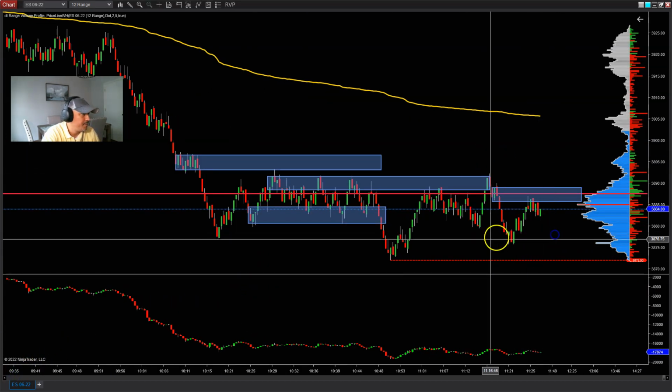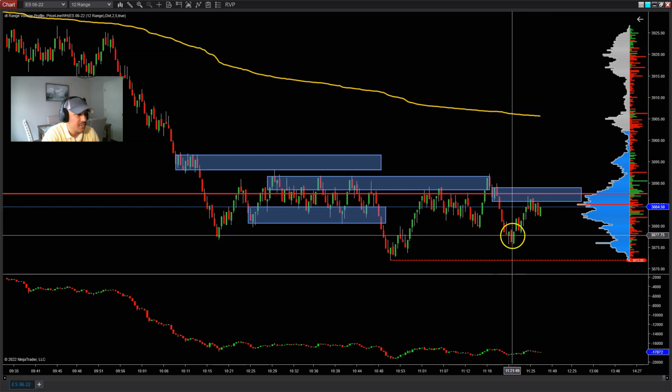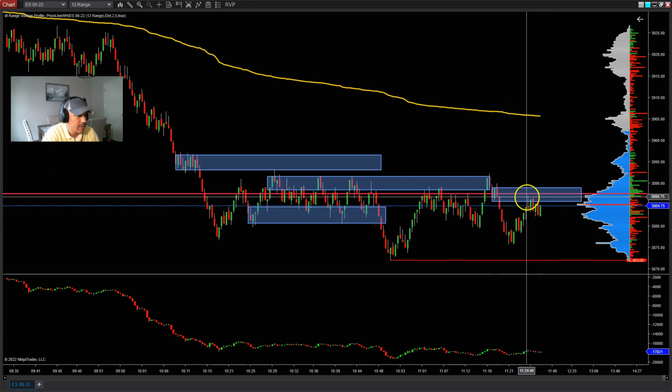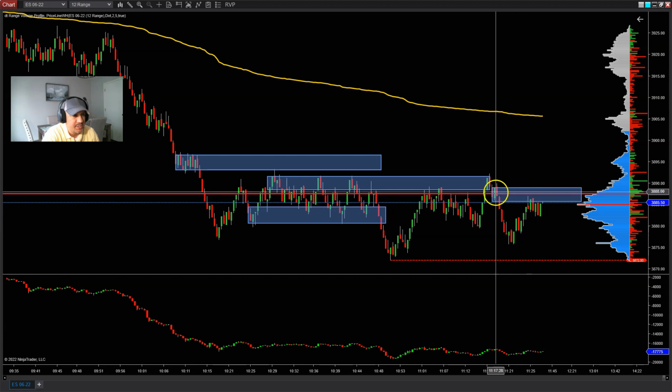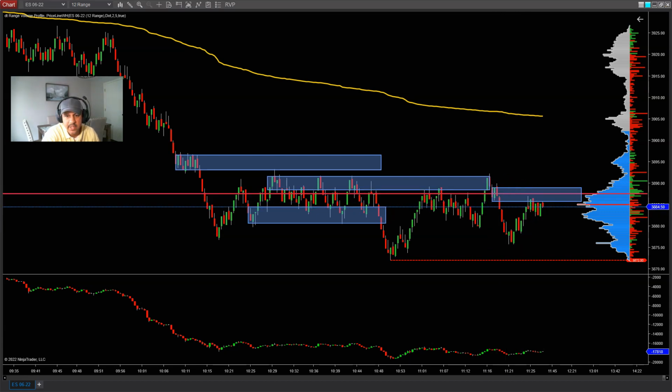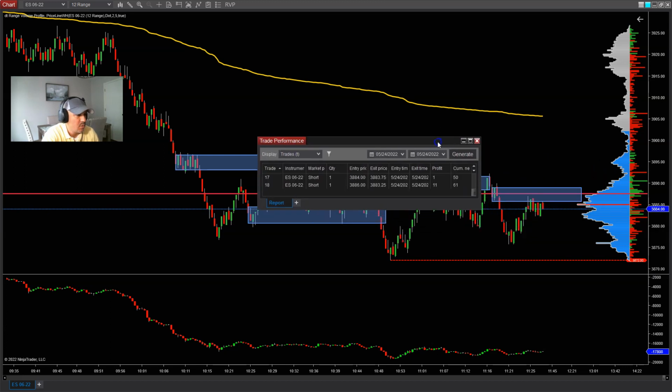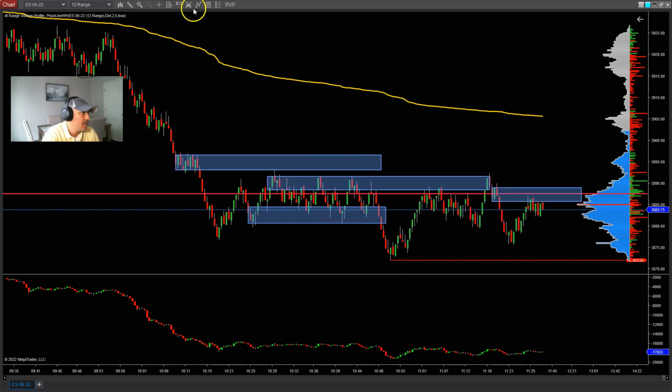Okay, guys. I just wanted to follow up and let you know that I took a short right here, okay, on this pullback to this small little area of supply sitting right here. And to end the day with so far, I'm up 61 ticks, okay? Let's see if we can show the markers here on my chart.